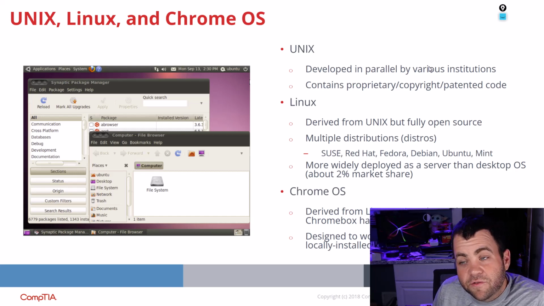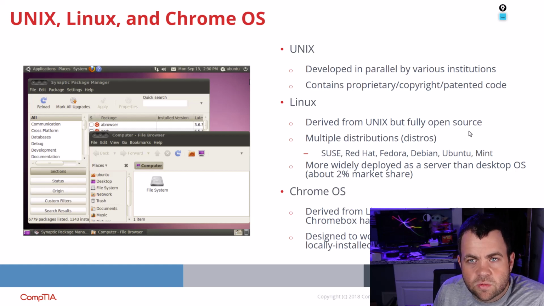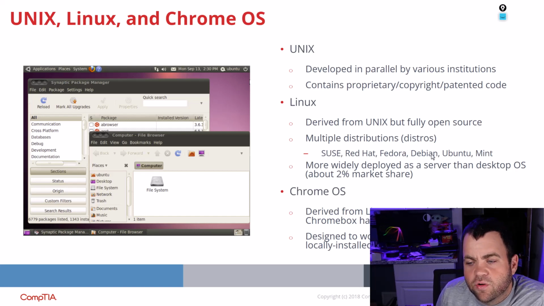It was derived from Unix. It kind of split off, if you will, but it's fully open source, meaning everybody can see it, everybody can work on it. You can pull down and build your own kernel if you want and build from the ground up. You can build your own operating system. There's multiple different distros that are out there, and think of that as different versions. Distro is short for distribution, but you'll see here we have SUSE, Red Hat, Fedora, Ubuntu, Debian, Mint, there's Pop! OS, there's a bunch of them.